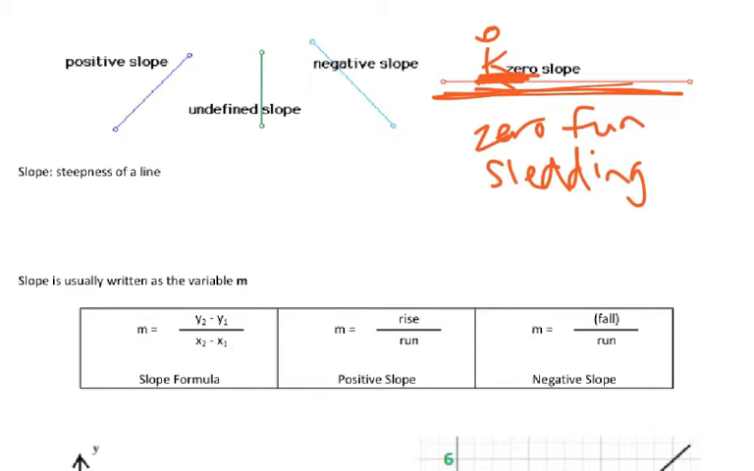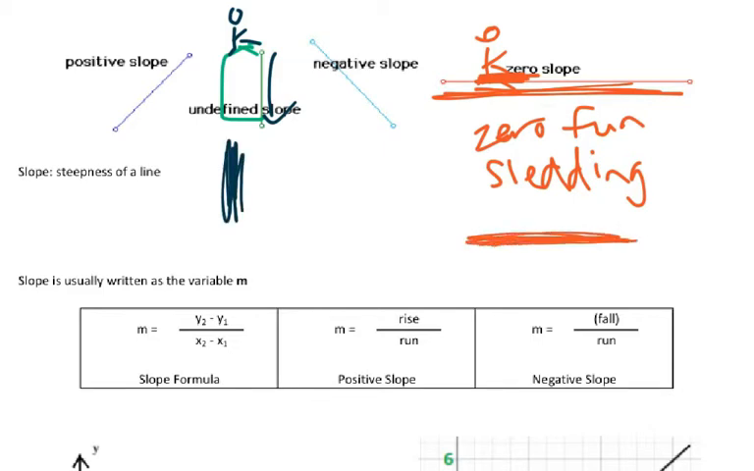And undefined slope, let's say that this is a building and you're standing on top of the building on the edge. It would be unbelievably scary because it would be straight down. There's nothing to catch you at all if you fell off. And so undefined is straight up and down, and zero is horizontal, flat ground. So hopefully that's enough to help you memorize.